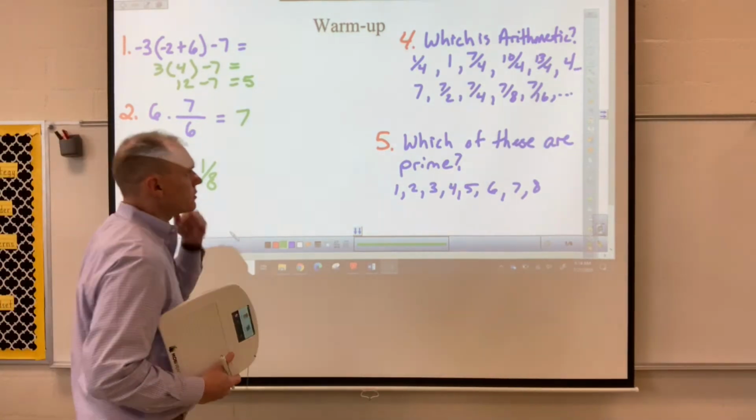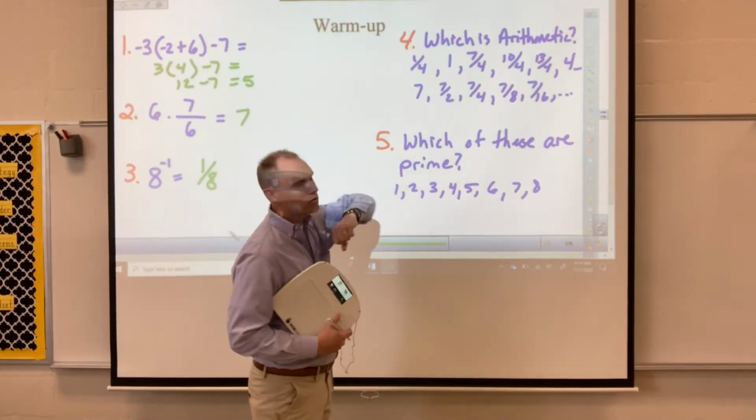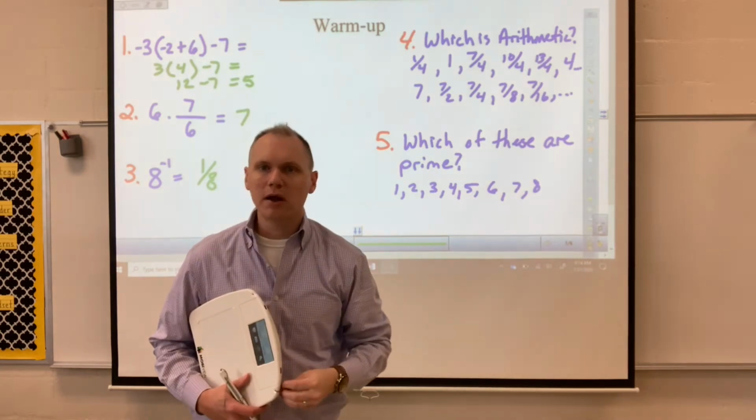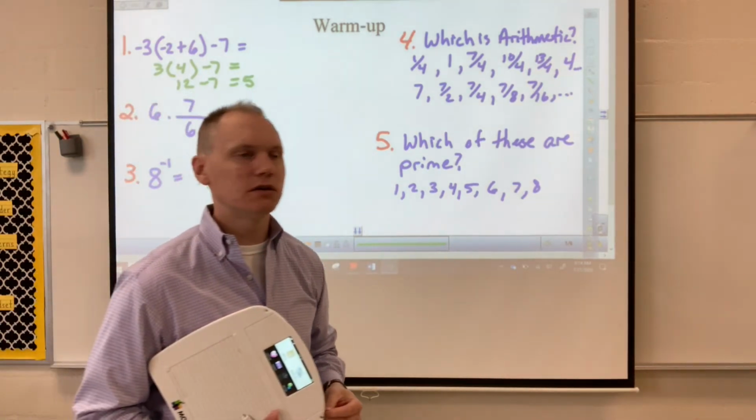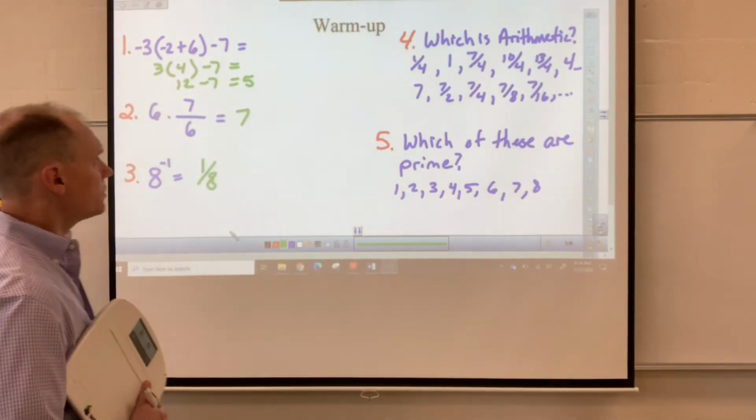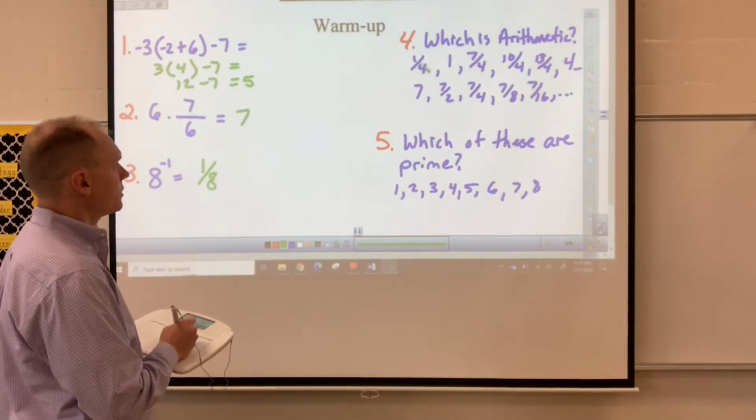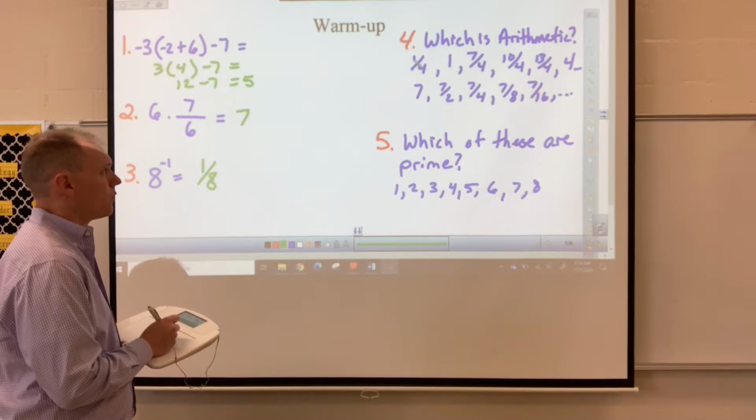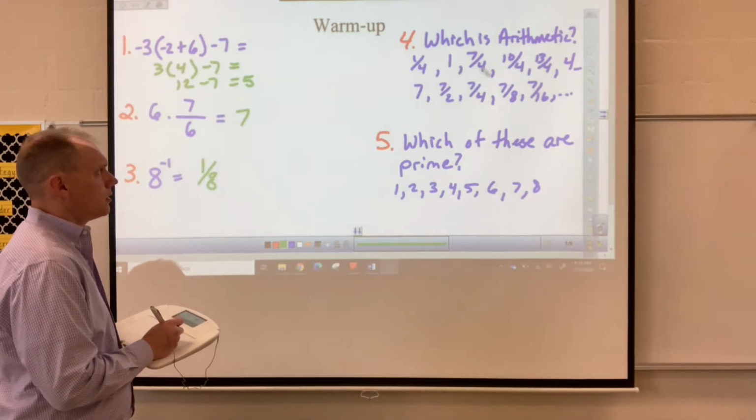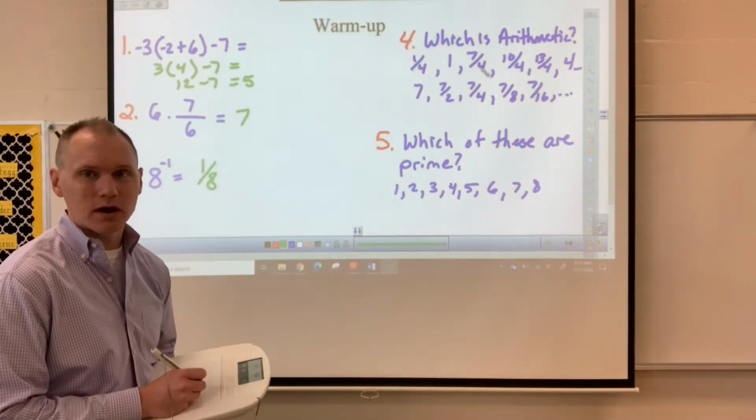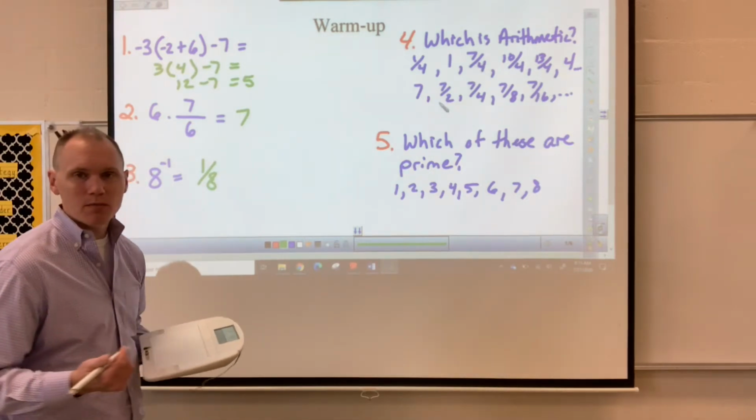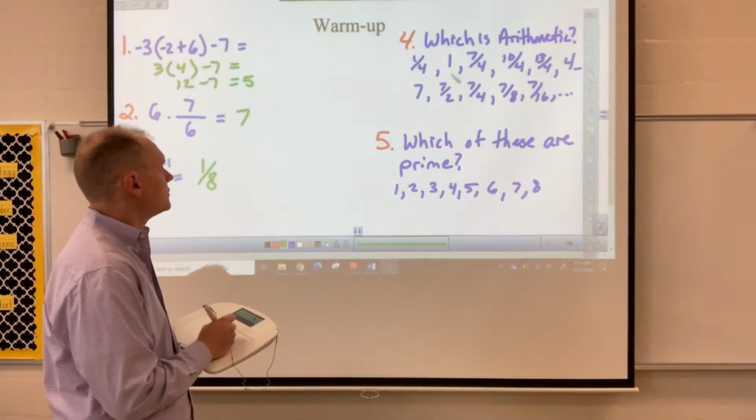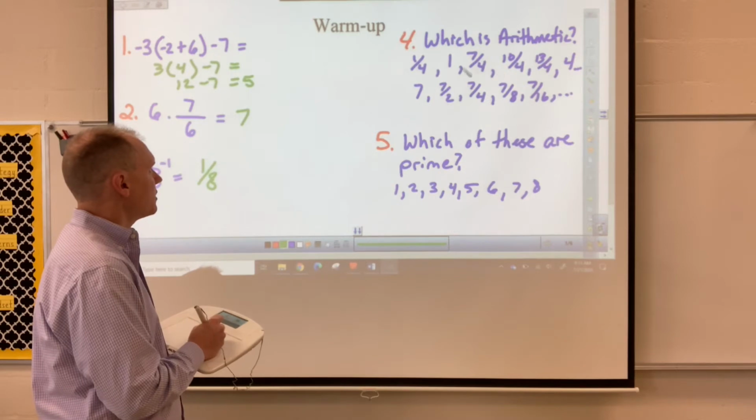Number 4, which is arithmetic? So which of these two sequences is arithmetic? It might look a little weird because we're dealing with some fractions here. In the first one, we have 1/4 and then 1. So maybe we're multiplying by 4 there. But then the next one's not, right? And it's not multiplied by 4. So maybe that's not geometric. So maybe let's check and see if this is arithmetic.